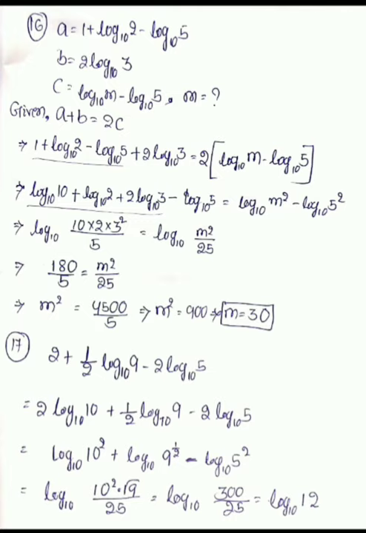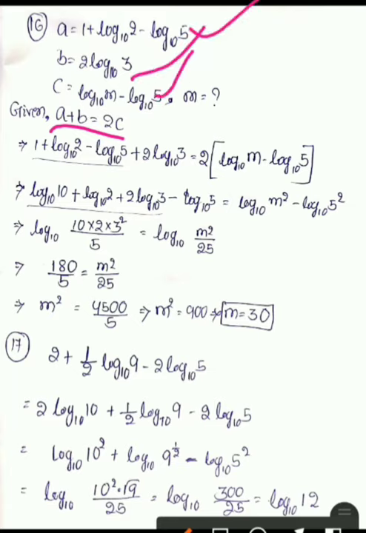Just have a look here. What is the question? See it from your book. If a equal to 1 plus log of 2 to the base 10 minus log of 5 to the base 10 and b equal to 2 log of 3 to the base 10 and c equal to log of m to the base 10 minus log of 5 to the base 10. Find the value of m if a plus b is equal to 2c. So students, here it is given a plus b equal to 2c and the values of a, b, c are given. Okay. So you can use these values like this.